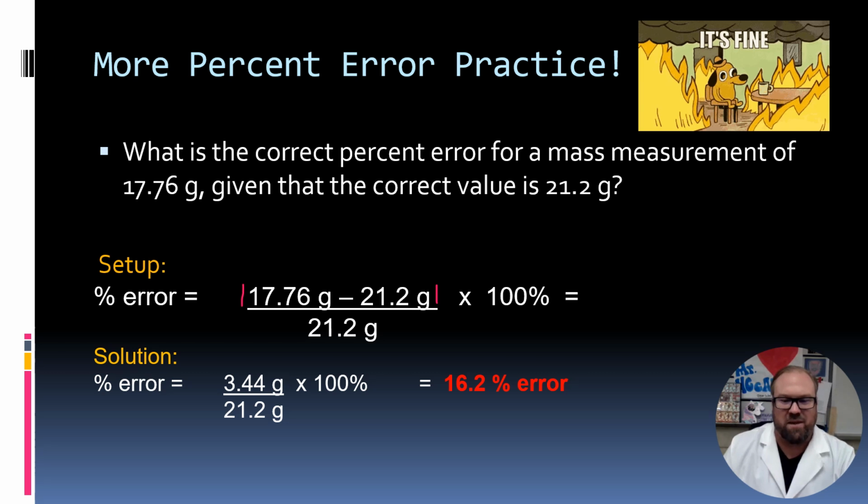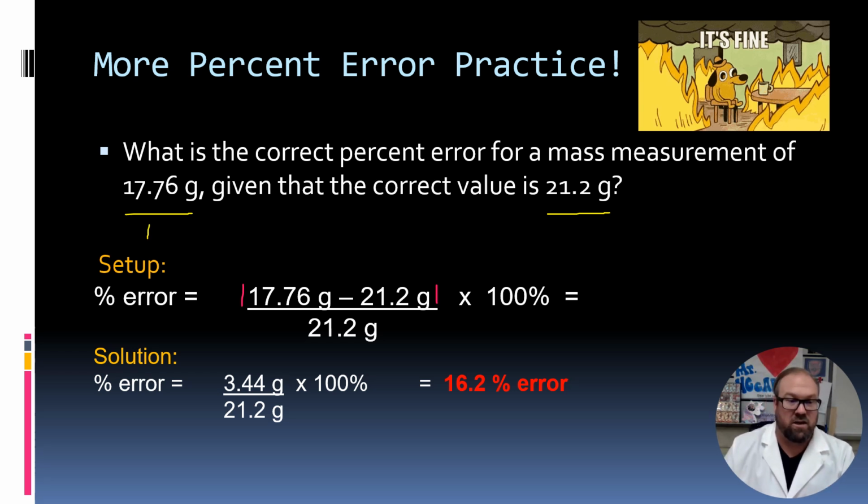All right, last example for this video, and then we'll practice some more in class, so please feel free to ask questions in class. It says, what is the correct percent error for a mass measurement of 17.76 grams, given that the correct value is 21.2 grams? So once again, when we're given percent error, we have to identify 2 factors. What was the experimental value and what was the accepted?